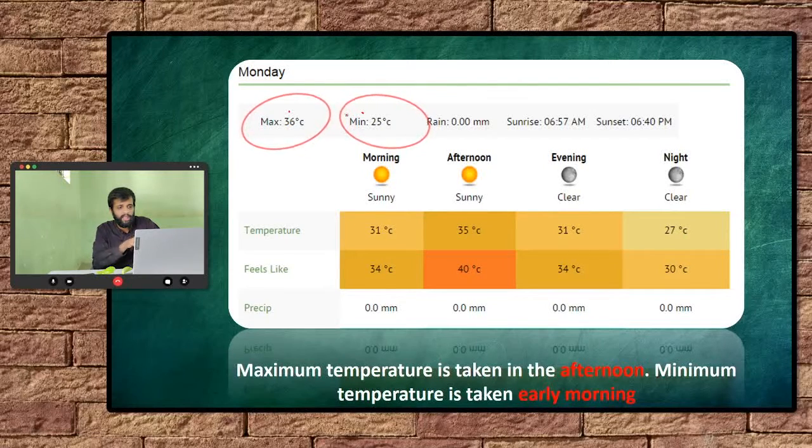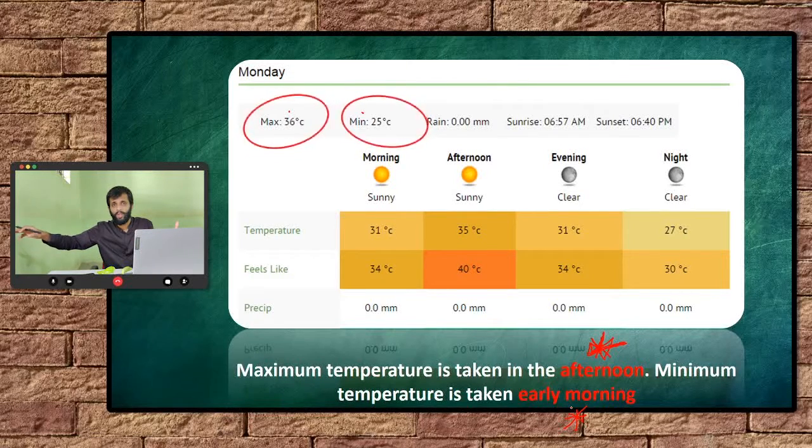And that is calculated based on what time you are calculating the temperature. So maximum temperature is calculated in the afternoon, so remember this, and minimum temperature is calculated early in the morning. Remember that, because the coolest time is in the morning and the hottest is in the afternoon, and again it cools down.